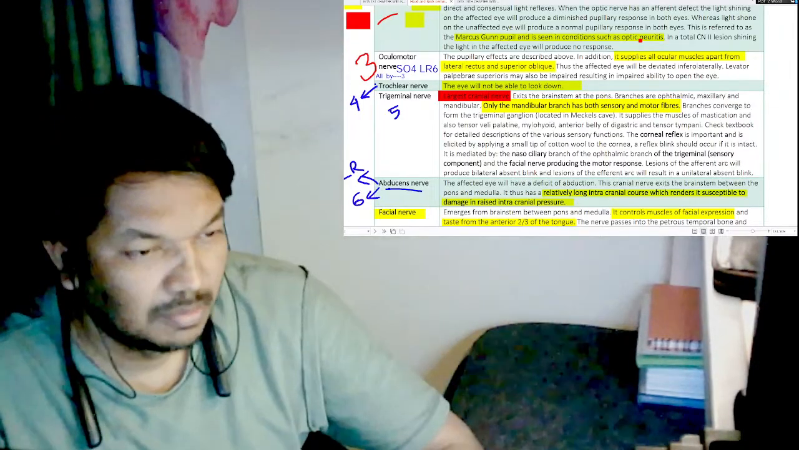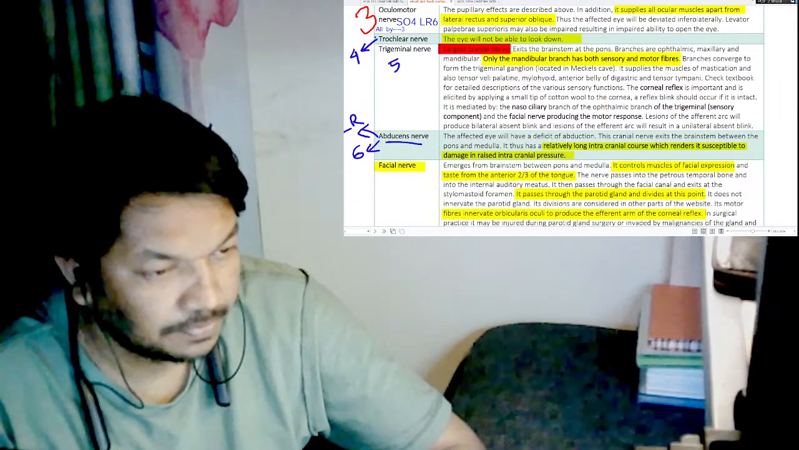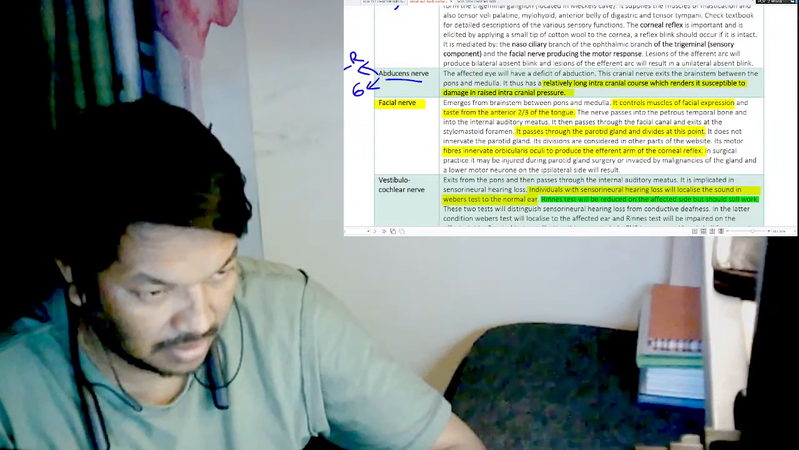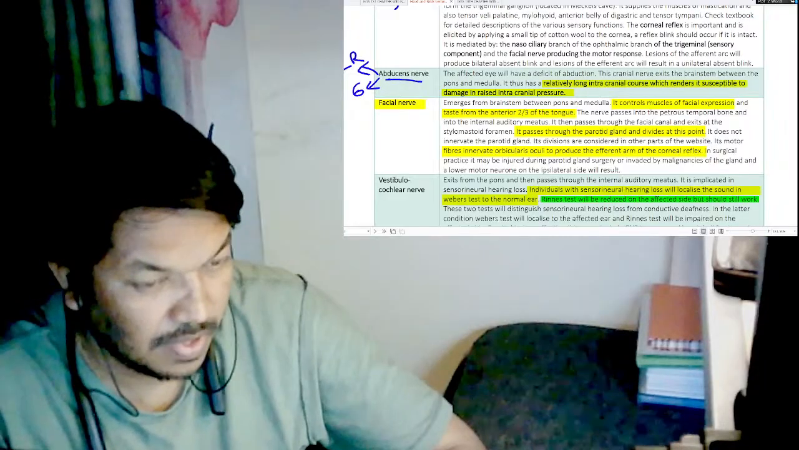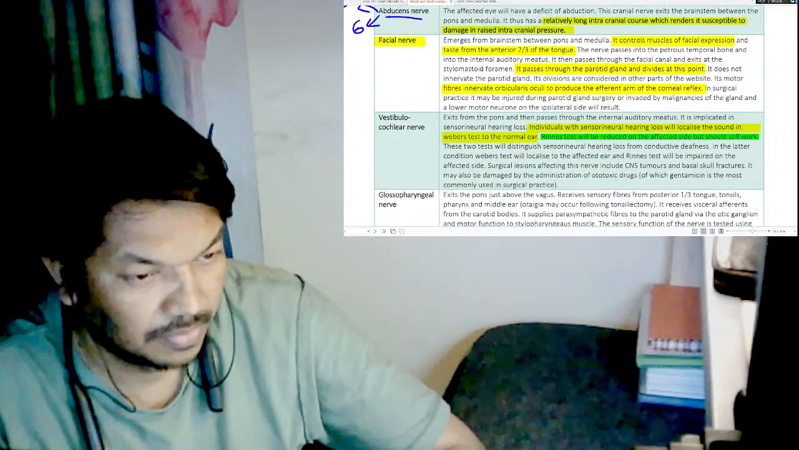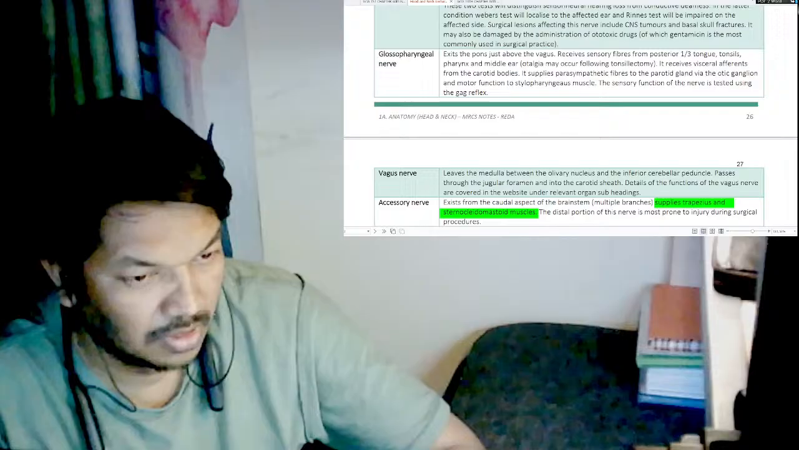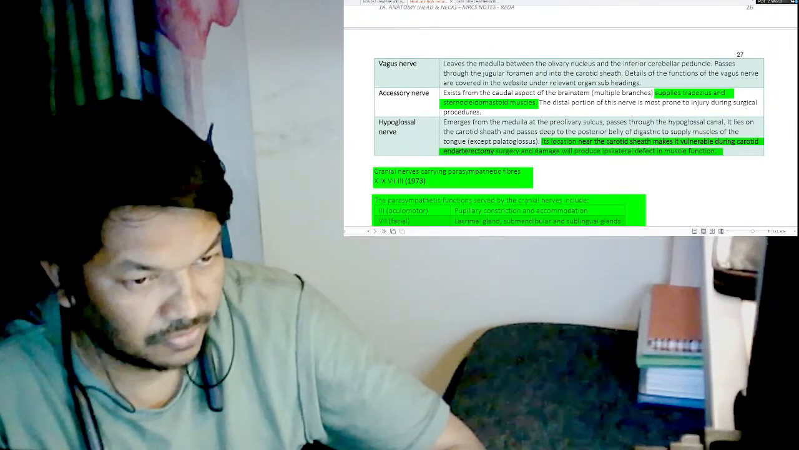Here the highlighted part you can just read. Facial nerve is important. Facial nerve, vestibulocochlear nerve, glossopharyngeal nerve, vagus.